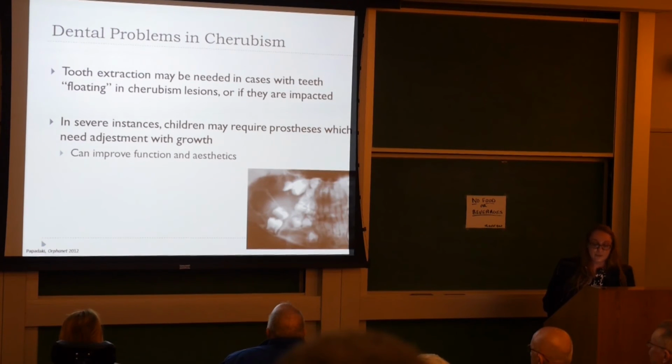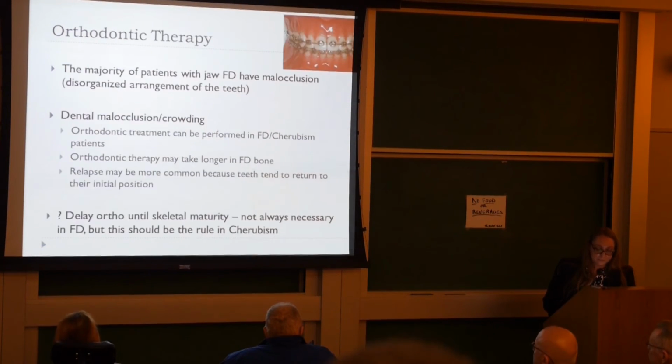And then you may need to extract teeth in cases where, as you can see in the bottom, the teeth appear to be sort of floating in these lesions and they're not growing normally. So in some of these instances, children may be required to wear a prosthesis if they have areas of missing teeth or spaces, and this can improve function and aesthetics as they are growing.